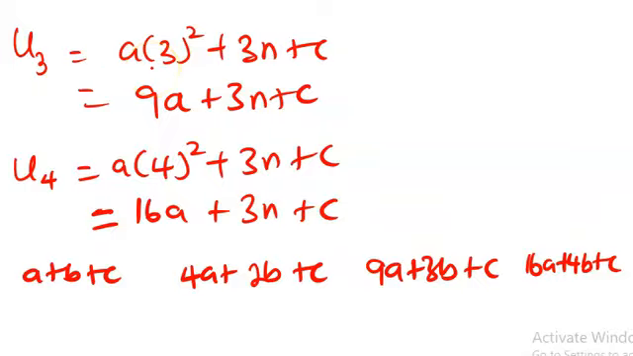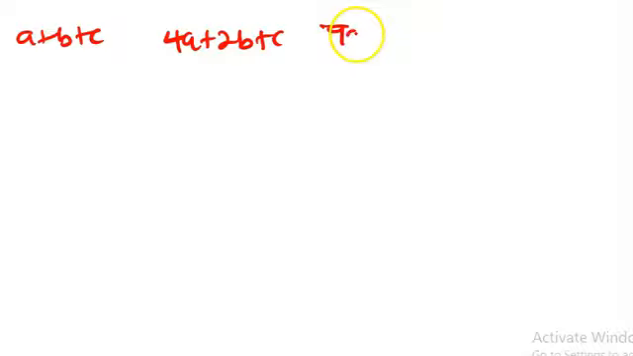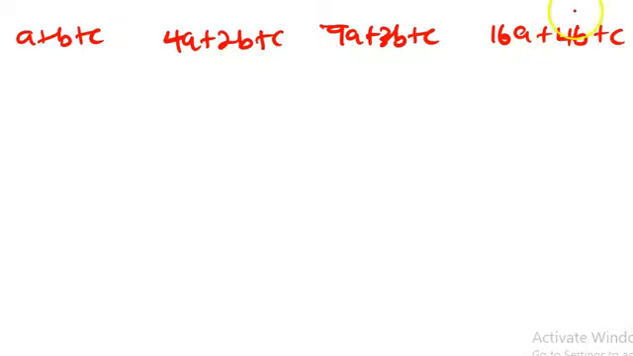Okay, let's see something for quadratic. Let's do some manipulation. We said that the first term is a plus b plus c, the second term 4a plus 2b plus c, the third term 9a plus 3b plus c, and the fourth one 16a plus 4b plus c. Now let's find the differences. When we take the first difference, 4a minus a gives us 3a, then 2b minus b is b, so 3a plus b will be the first difference.